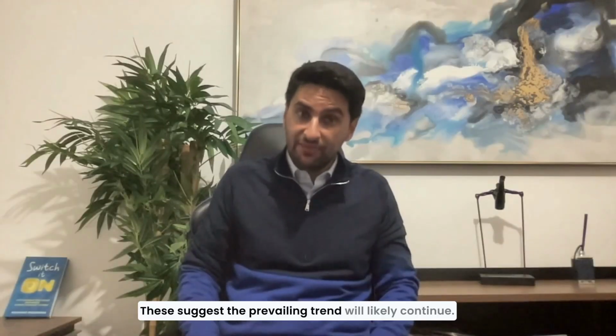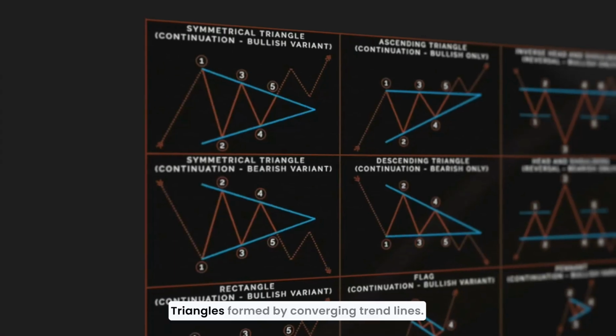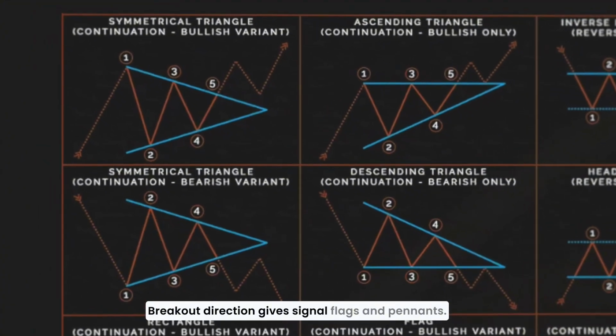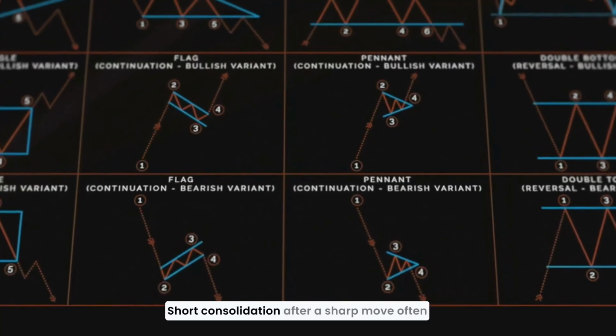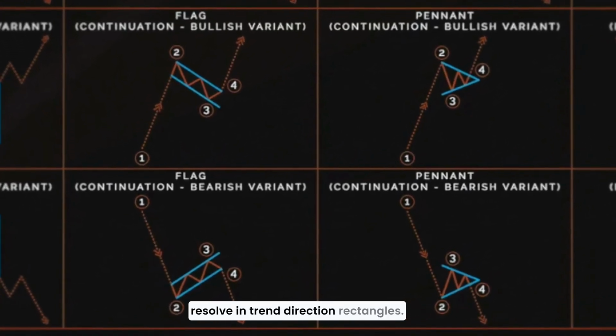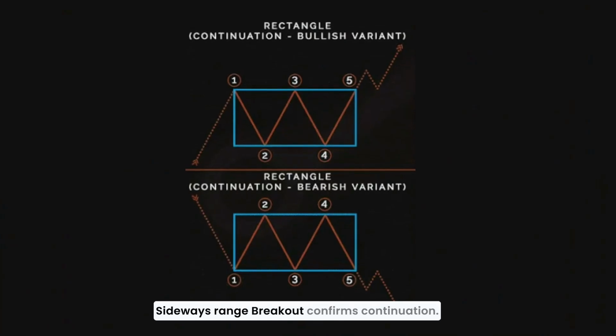These suggest the prevailing trend will likely continue. Triangles are formed by converging trend lines, and the breakout direction gives the signal. Flags and pennants are short consolidations after a sharp move, often resolving in the trend direction. Rectangles are a sideways range, where a breakout confirms continuation.